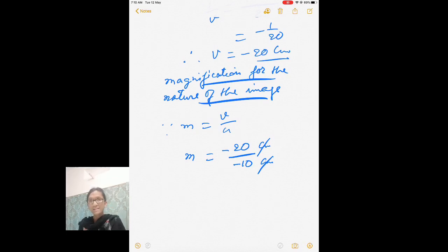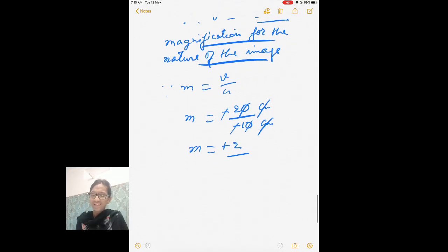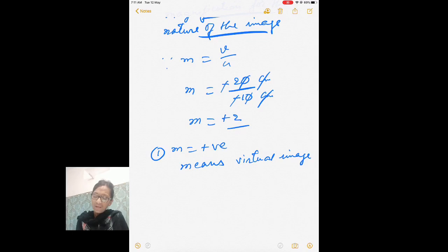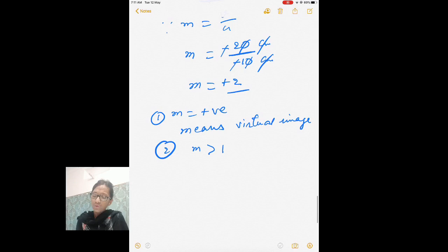So unit will be cancelled. Minus sign is cancelled, and this 0 also is cancelled. So m comes equal to plus 2. Here positive sign says m is positive, means virtual image. And second thing, m is greater than 1, so enlarged image.